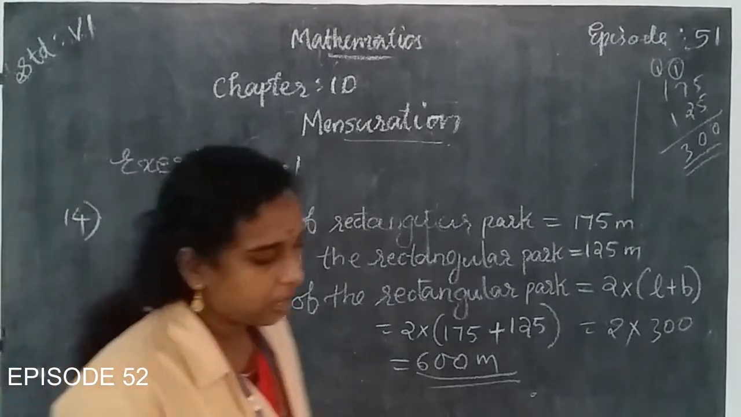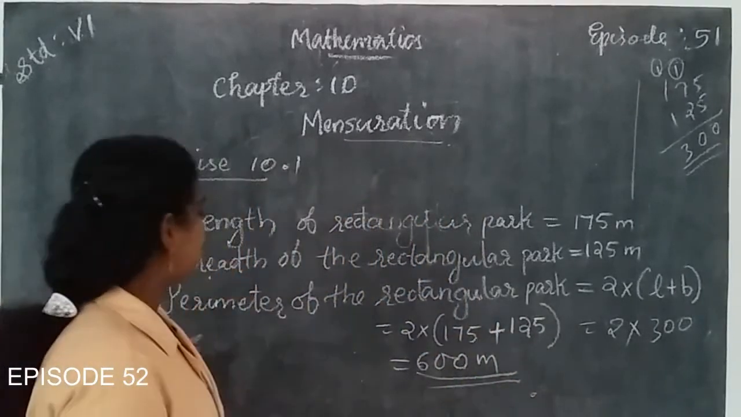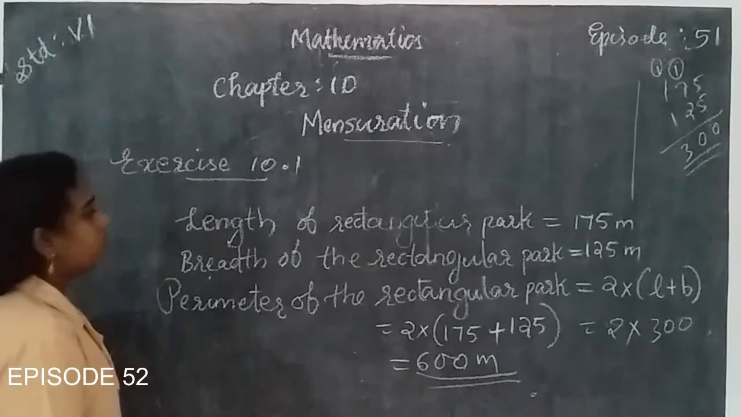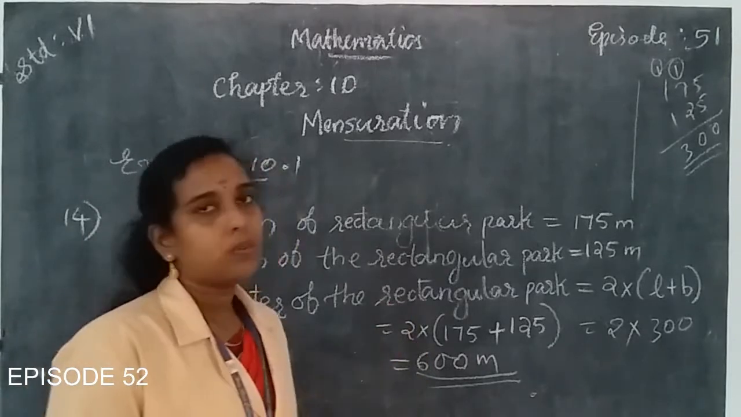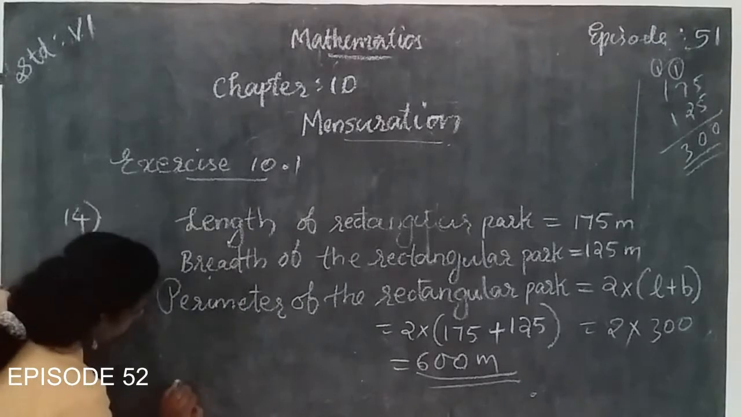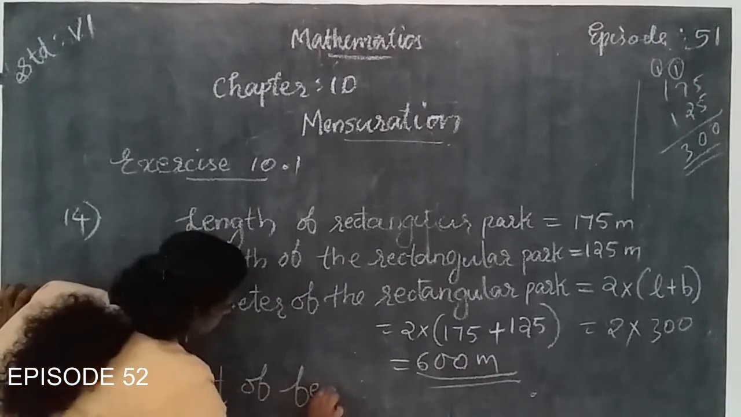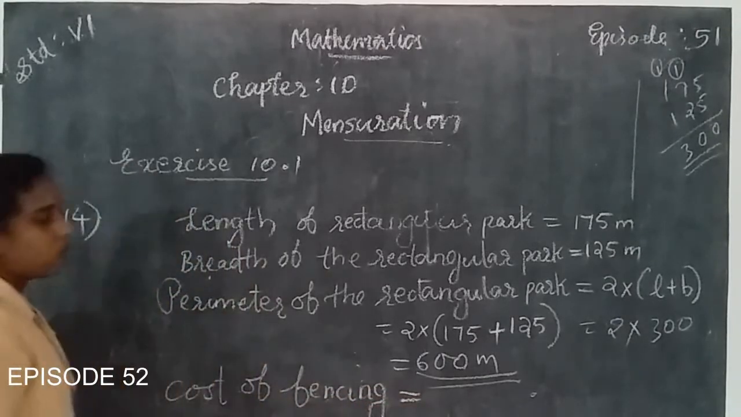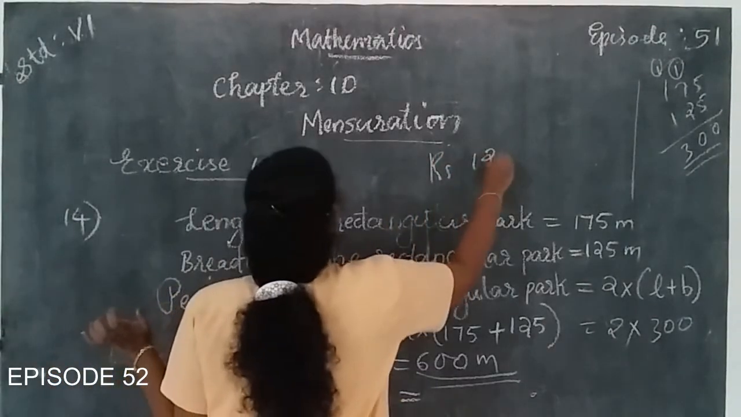Then we want to find the total cost of fencing the rectangular park. To find the cost of fencing, we multiply cost per meter into perimeter of the rectangle. So total cost of fencing is equal to cost per meter. For 1 meter the cost is 12 rupees per meter.